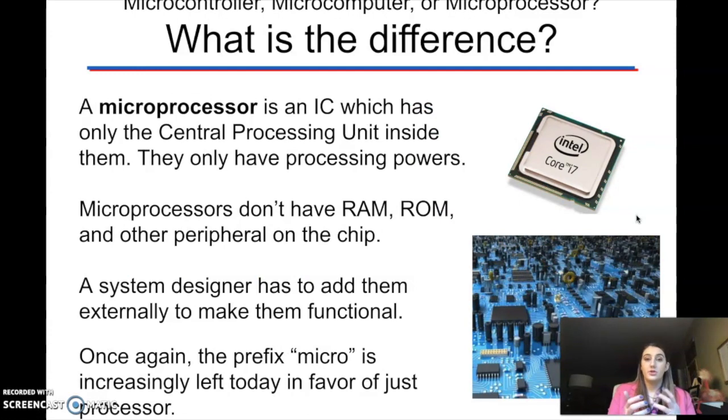A microprocessor, again, is an IC which has only the central processing unit inside. It only has processing powers. There's no RAM, there's no ROM, or any other peripheral installed on that chip, and a system designer has to add them externally to make them functional. So again, we drop that prefix micro and often just say processor.